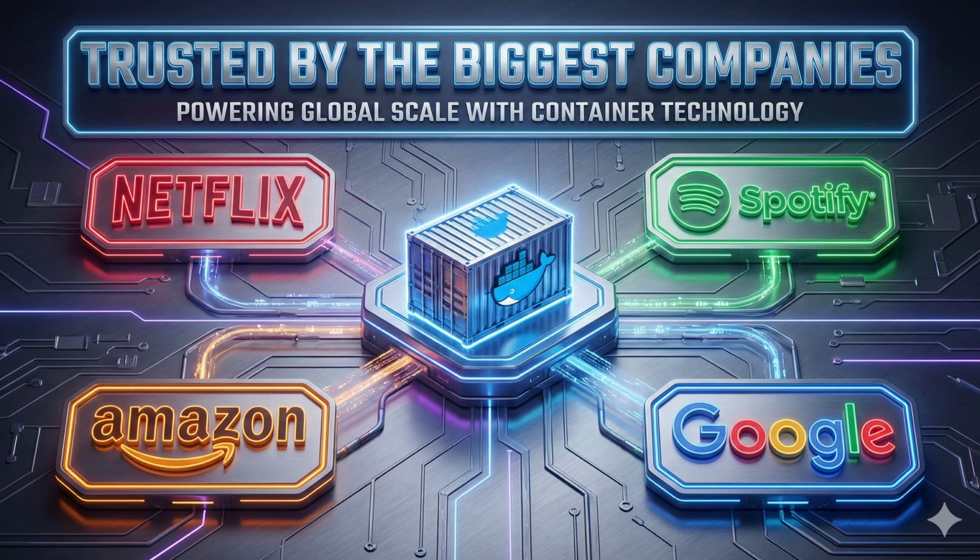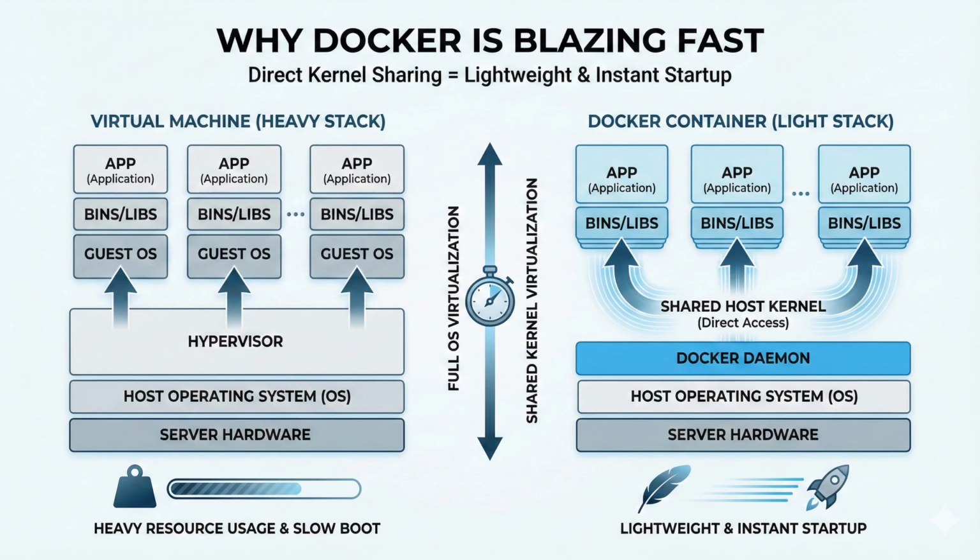So you're probably wondering, how does Docker pull this off? How is it so fast and lightweight? Well, it all comes down to some really clever tricks it plays with the computer's operating system. The real magic here is how it's not like a traditional virtual machine, or VM. A VM has to boot up an entire guest operating system on top of your main one, which is super slow and heavy. Docker containers skip all that. They share the host machine's core, its kernel, and just use clever isolation features to keep everything separate. That direct access is what makes them so blazing fast.